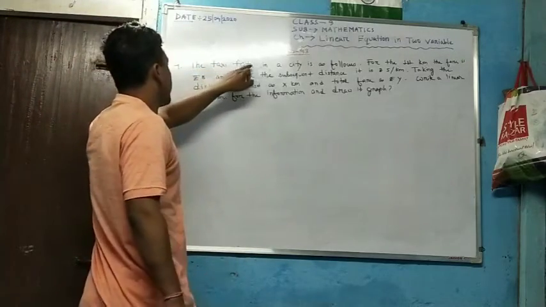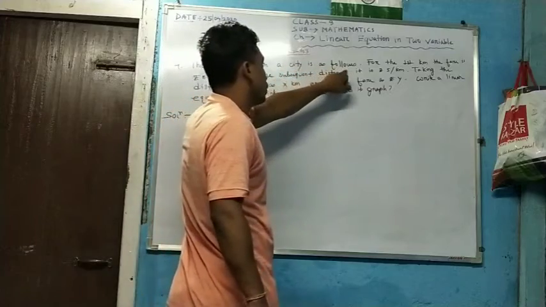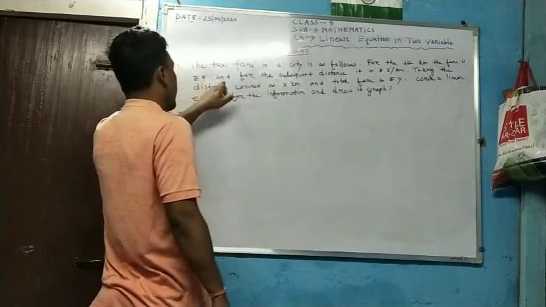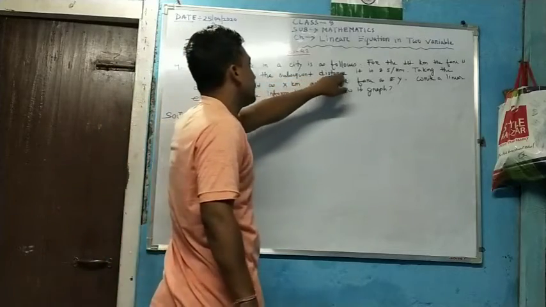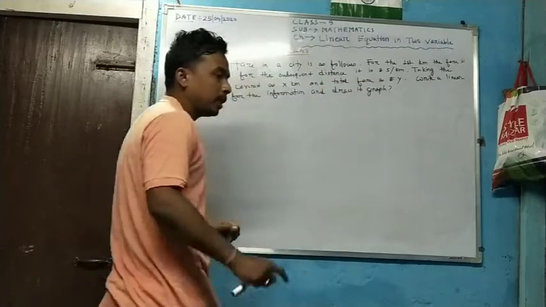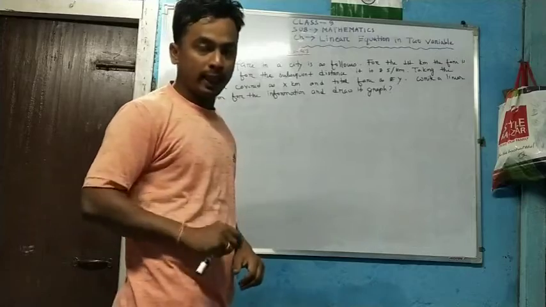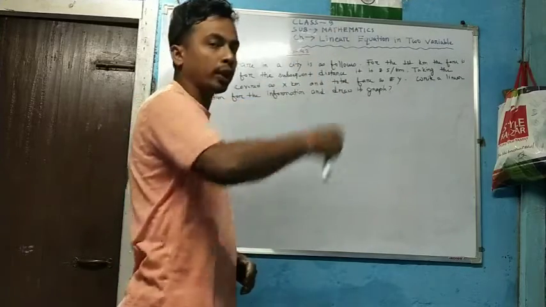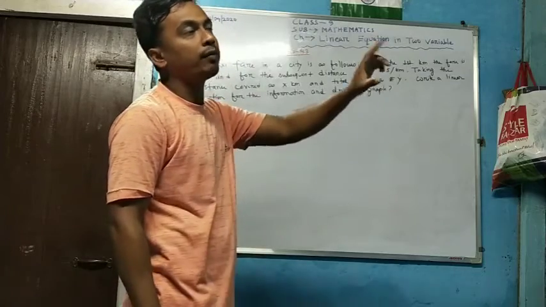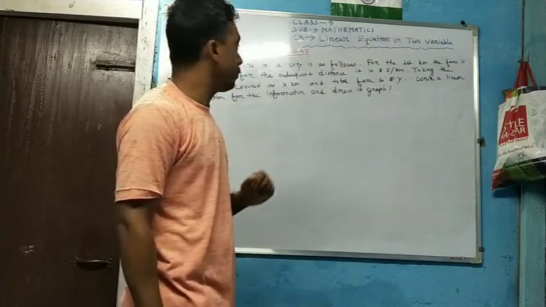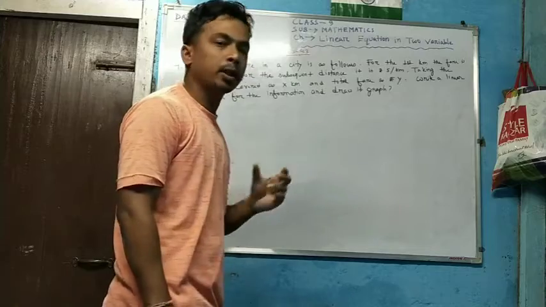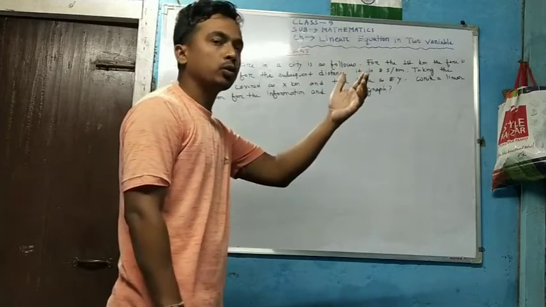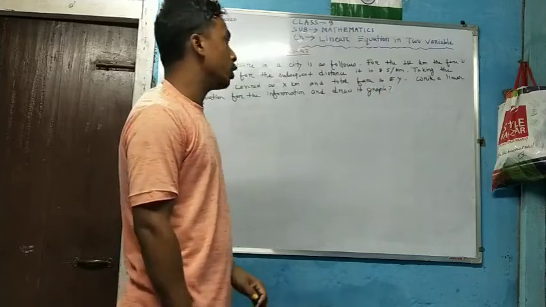The taxi fare in a city is as follows. For the first kilometer, the fare is rupees 8, and for the subsequent distance, it is rupees 5. That means for the first kilometer you have to pay rupees 8, and after that, suppose you move 2 more kilometers, then you have to pay another 5 plus 5, 10 rupees. So the total fare will be 10 plus 8, 18 rupees.